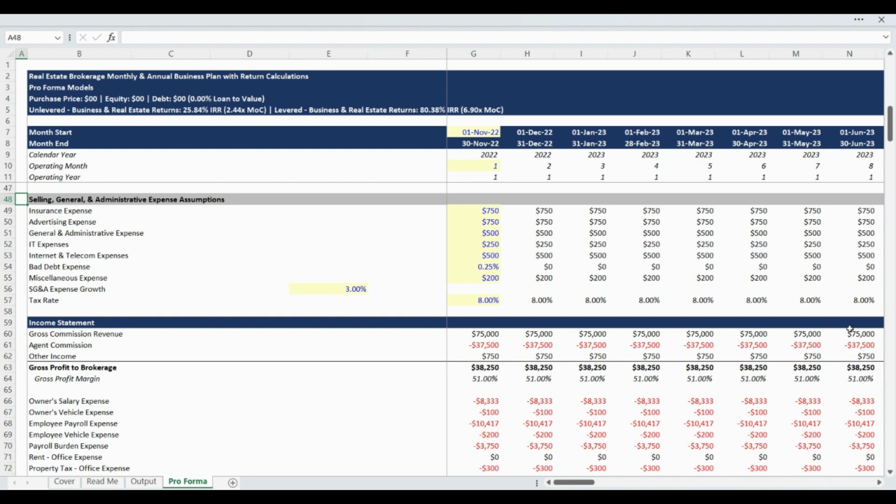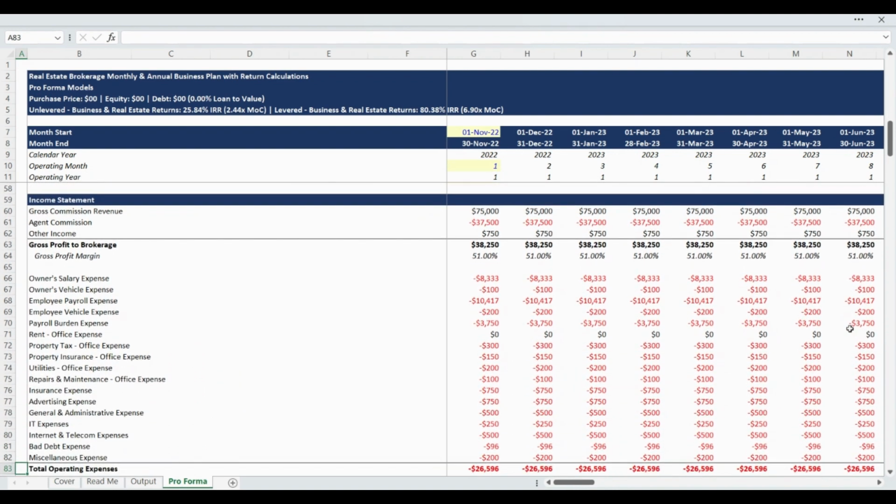With these assumptions completed, the income statement will begin populating in a neatly organized and logical format. Cost of goods sold are deducted from revenue to calculate the gross profit and gross profit margin. Gross profit is followed by operating expenses.